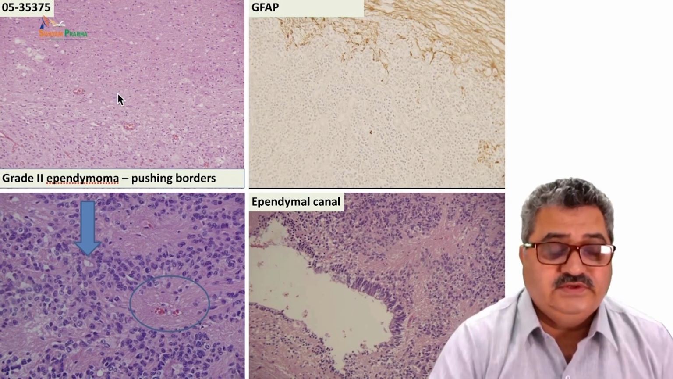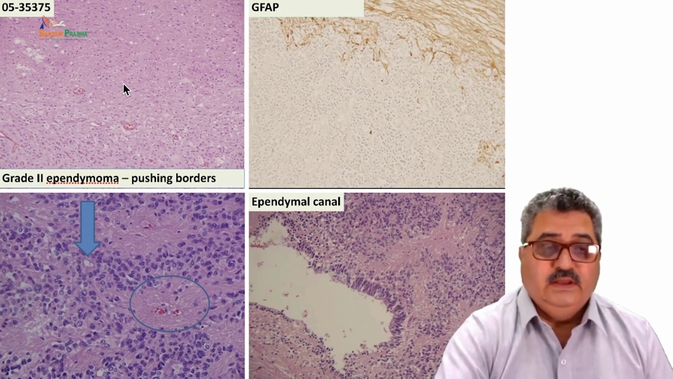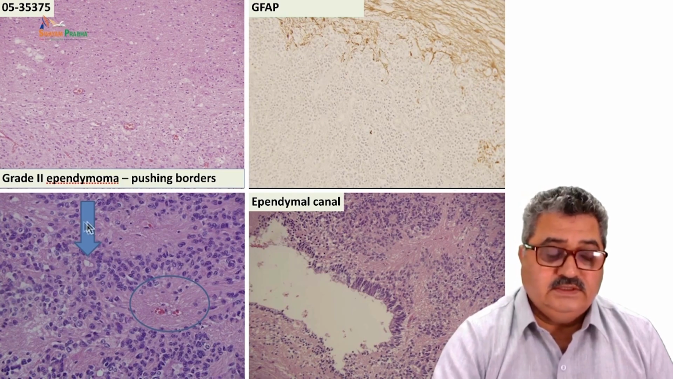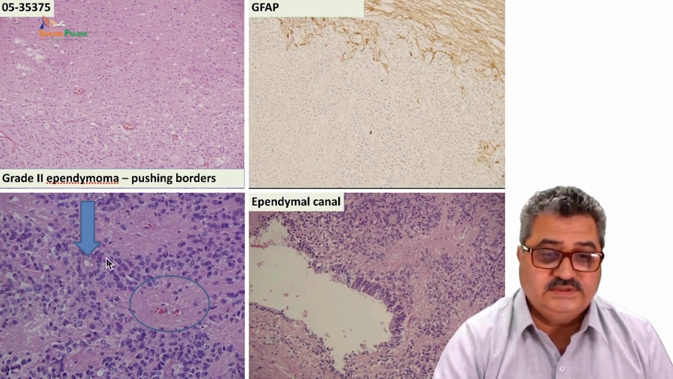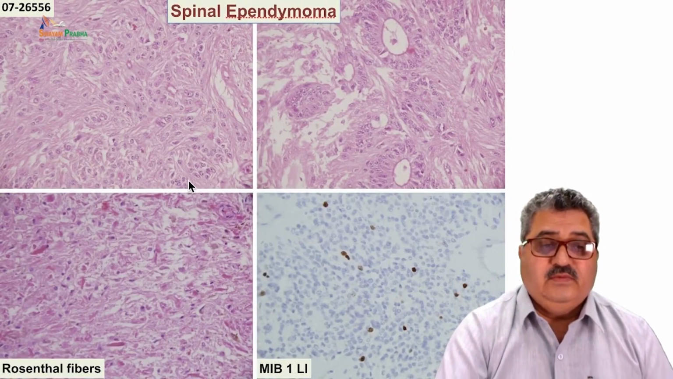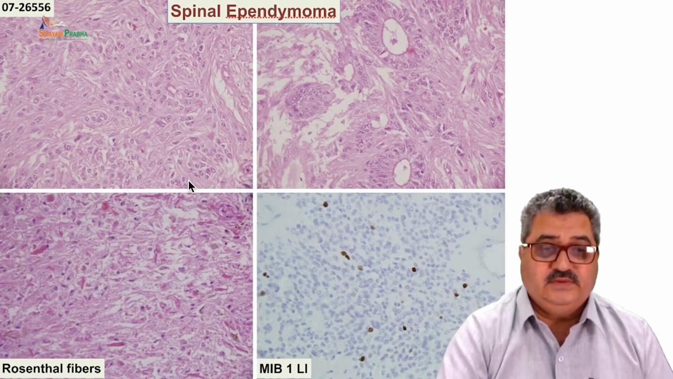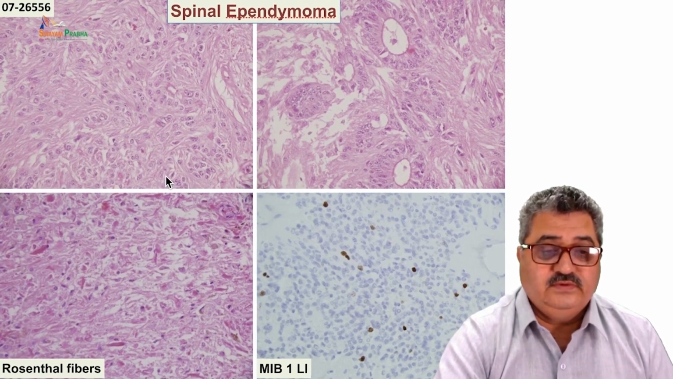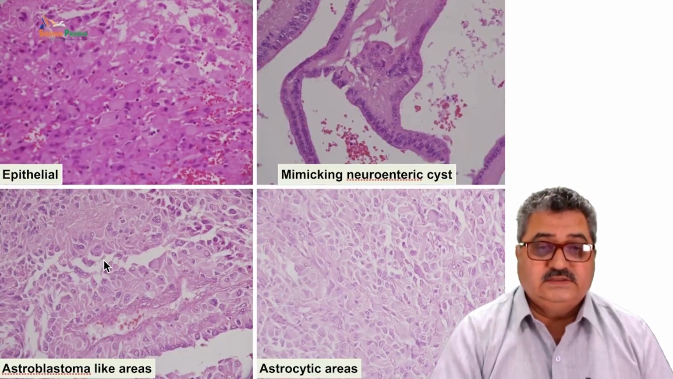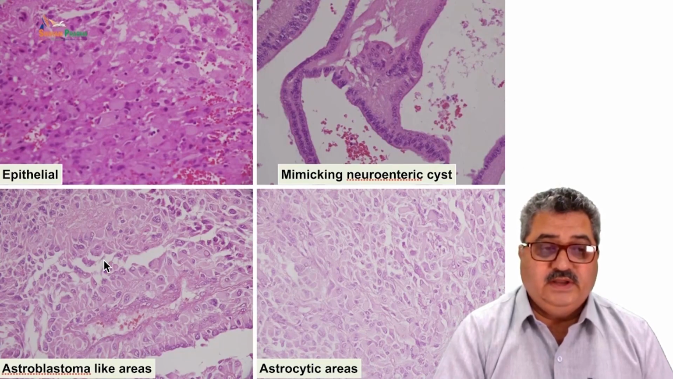Ependymoma has one very characteristic feature: they have pushing margins, as compared to oligodendrogliomas and astrocytomas. This can be highlighted by GFAP staining. They show small canals, rosettes, and pseudorosettes around the blood vessels, and when these rosettes are larger, they are known as ependymal canals. Some of the spinal ependymomas especially show a very astrocytic appearance, and one has to be very careful. Some of them may show Rosenthal fibers, but markers can demonstrate the ependymal nature of these cells.